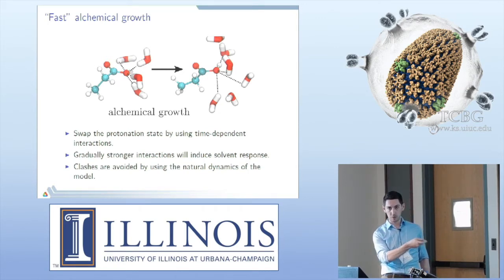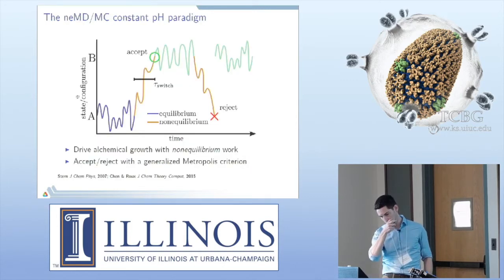Of course, as your interactions get stronger, the solvent will reorganize in response. And of course, you have to deal with the fact that you have applied this work to the system. And the trick here, which again I won't go into too much detail on, is that if you keep track of that work, you can use a Metropolis criterion based on Monte Carlo to regain your equilibrium statistics, at the cost of having to reject some of those moves when you attempt them.